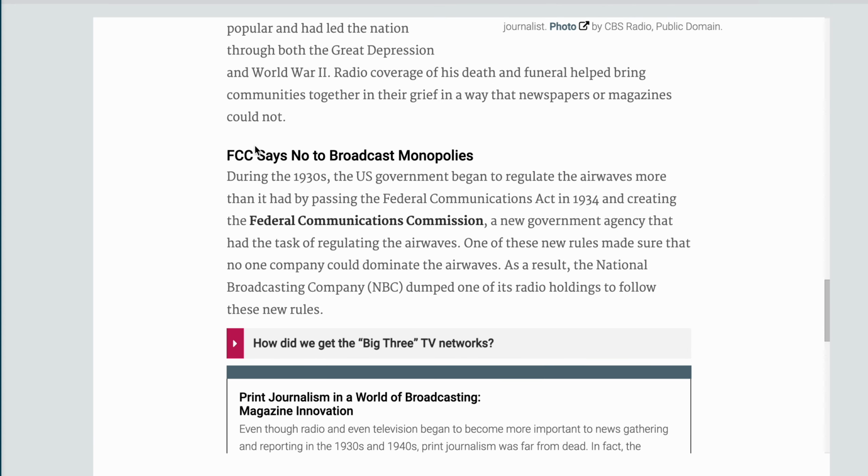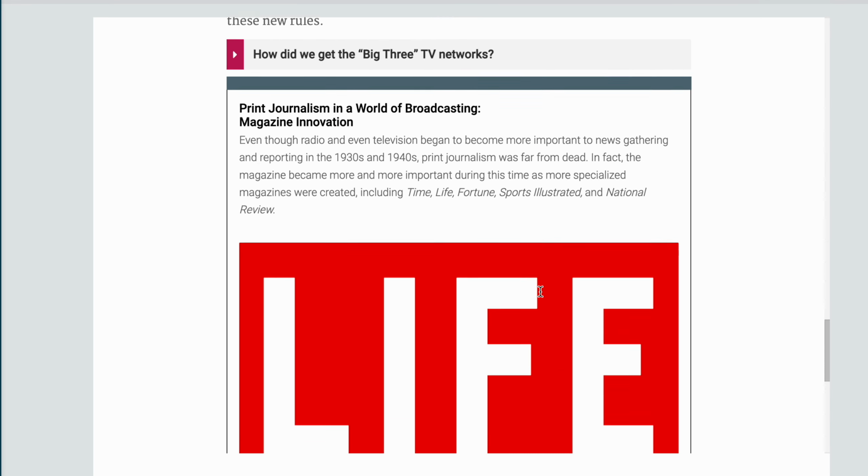We have now something appearing called the FCC says no to broadcast monopolies. Now, with the invention of the radio, we're having many broadcasters. We have the newspapers. We have a lot of information going on. In order to make sure that what's said is regulated, the government passed the Federal Communications Act, and they created something called the Federal Communications Commission. It's a new government agency that had the task of regulating the airwaves. So they're under control now.